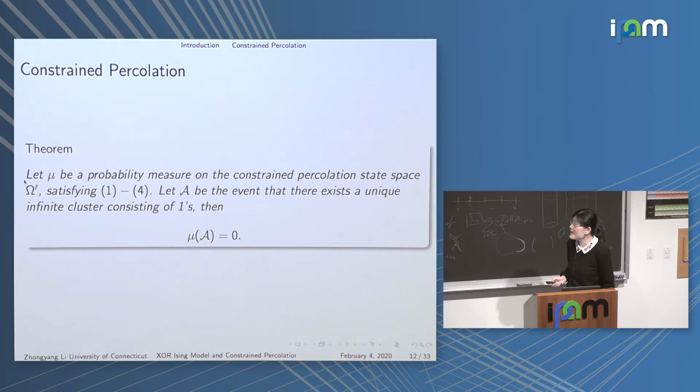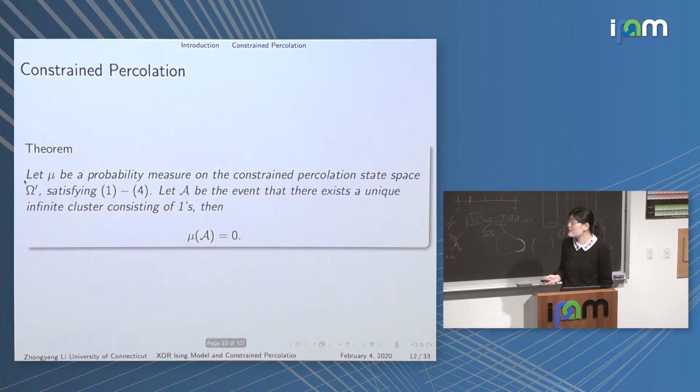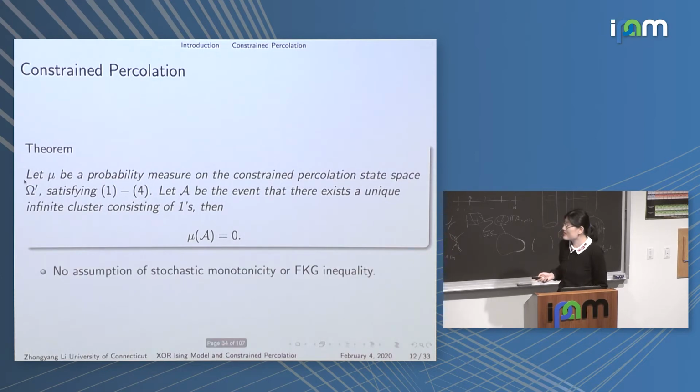So the main theorem I'm going to discuss is the similar percolation question when we impose the constraints defined before. We consider a probability measure on the constrained percolation state space satisfying all those conditions: translation invariant, strong translation invariant, ergodicity, and also symmetric under interchanging 0s and 1s. Let A be the event that there exists a unique infinite cluster consisting of 1s. Then the probability of that event is equal to 0.